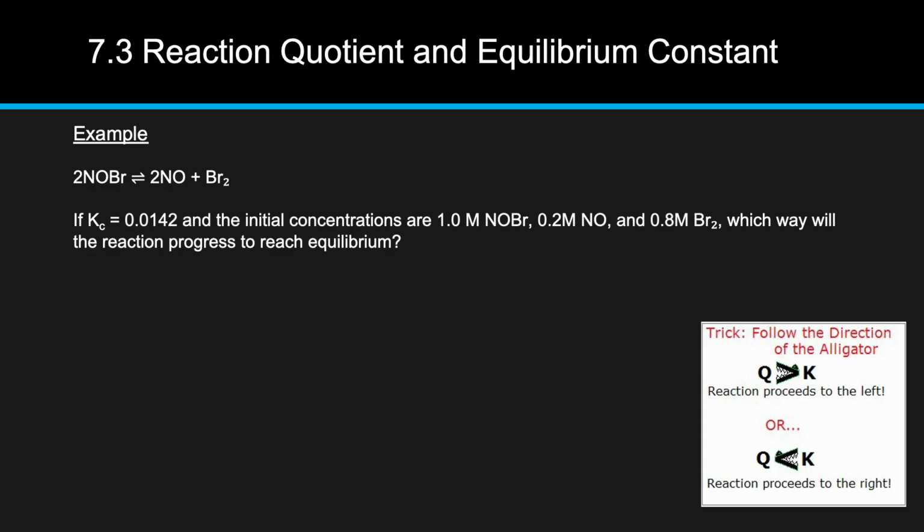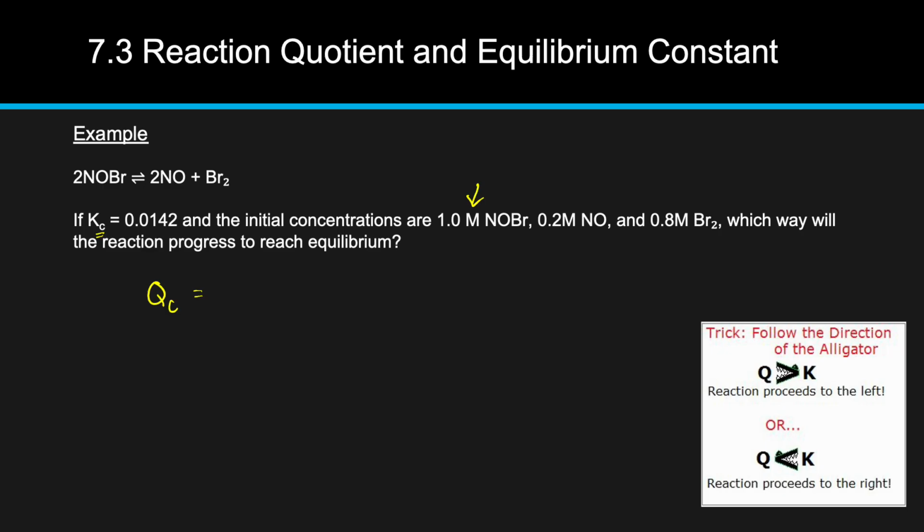All right, so here we have an equilibrium equation. It gave us the equilibrium constant for concentration at 0.0142. And then it gave us concentrations of all three substances, and it's asking us which way will the reaction progress to reach equilibrium. So clearly we are doing a Q versus K situation here, and our first step is going to be solving for Q. And we know it is concentration. Two reasons. One, we are given concentration values. The other one, we are given Kc. So we are solving for Qc.